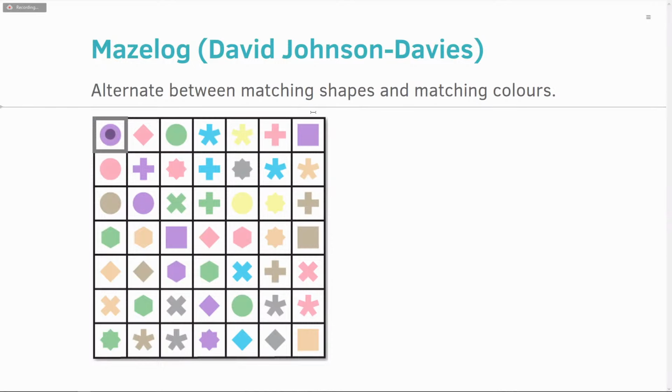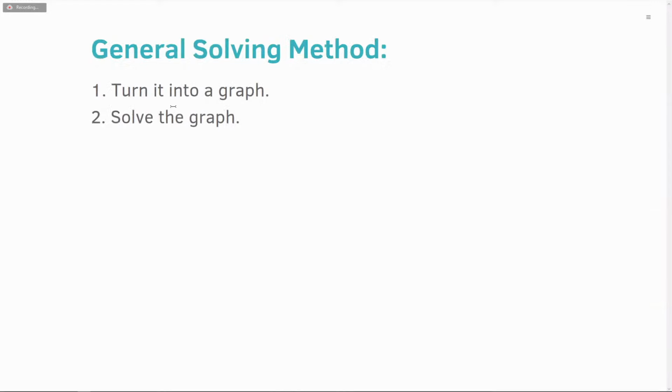Maze Log is another site that has many different multi-state mazes. So here you need to alternate between matching shapes and matching colors. And another rule that I should have written here is you can't do U-turns. This no U-turns rule is a very good way of adding a logic item to the maze, because even though you've got plenty of freedom while going through something, there's one direction that's restricted. You can't go back in the direction you just came from. And that means you need to keep track of your direction while going through the maze. And therefore, it's a logic maze. There's multiple states you can be in. So, general solving method, turn it into a graph, and then solve the graph.